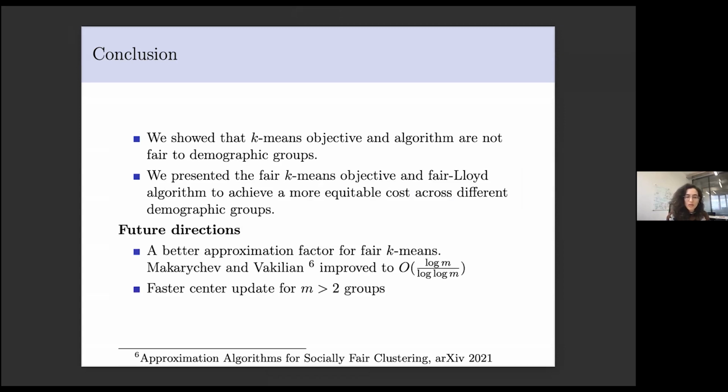For people who are interested in theory, the interesting questions are whether we can get a better approximation factor for fair k-means. There have been papers since then that already improved our approximation factors. For the case of two groups, we have this really super fast center update because we are only doing a line search on a one-dimensional curve. But for the case of M groups, we don't know how to do that. It would be an interesting question to explore.